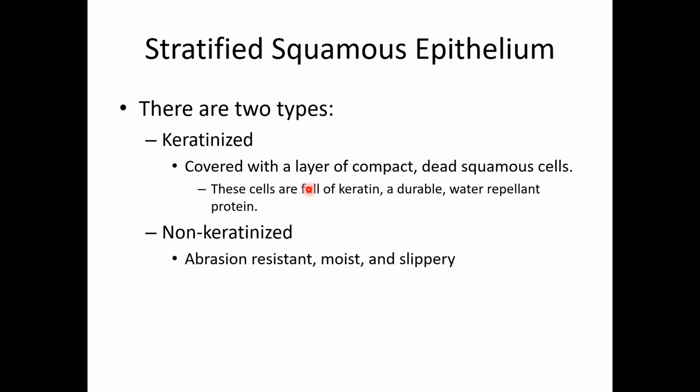And there are two types of stratified squamous epithelium. Keratinized: we have a layer of dead cells on the surface that are full of keratin. Keratinized stratified squamous epithelium is your epidermis, the surface of your skin. Then we have non-keratinized stratified squamous epithelium. These cells will always be kept moist for friction reduction. They are there to resist abrasion. Think the lining of your mouth. Those are stratified squamous epithelial cells.